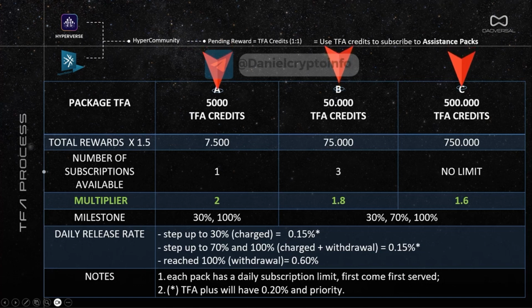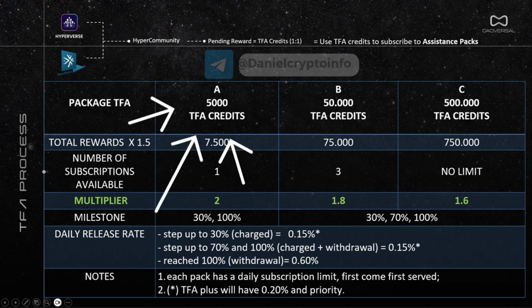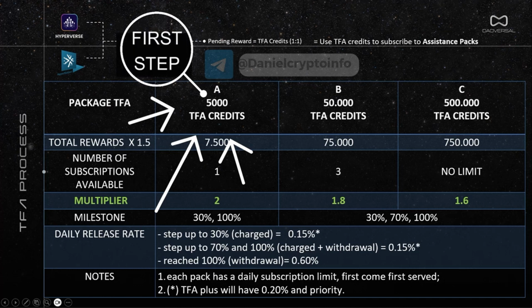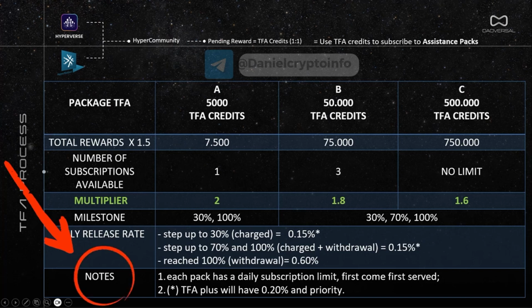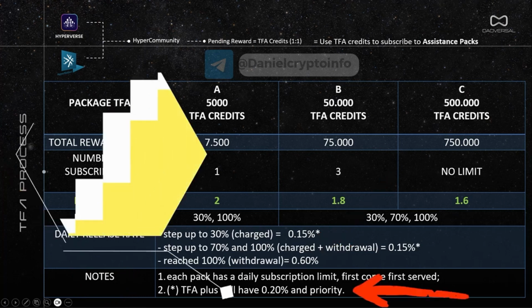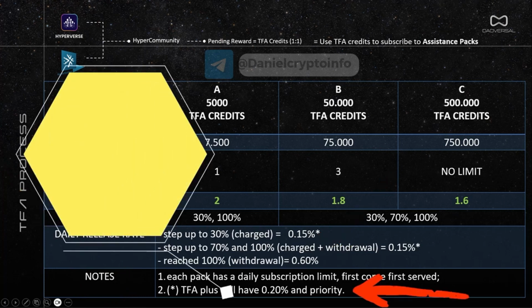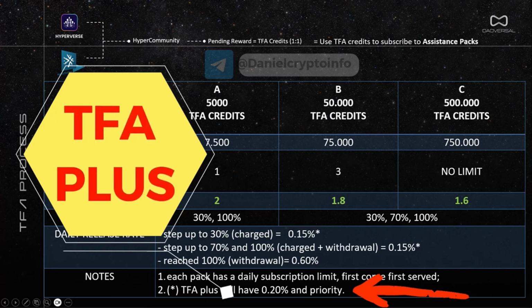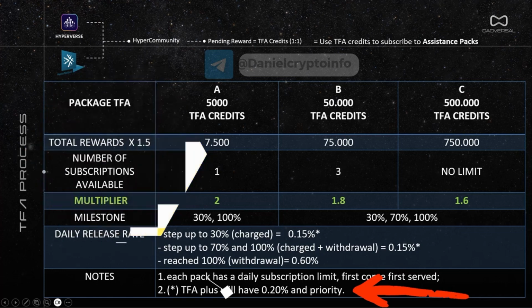Despite this, today we will focus our attention on the first package, the 5,000 one, because it's the first step to be taken in order to start our journey. Furthermore, as you can see from the notes below, the packages that will be made available will be subject to staggering, having a daily numerical limit. Please note that priority will be given to the TFA Plus holders, who will also enjoy an increased daily percentage compared to those who subscribe to the basic TFA. So, let's go and see it together.